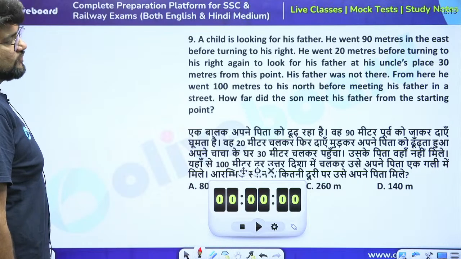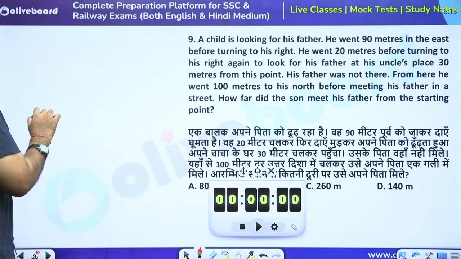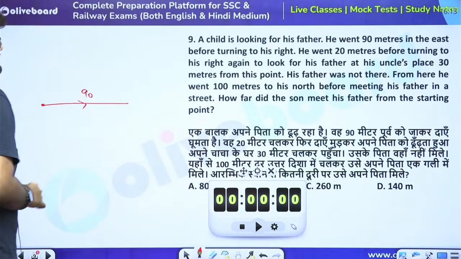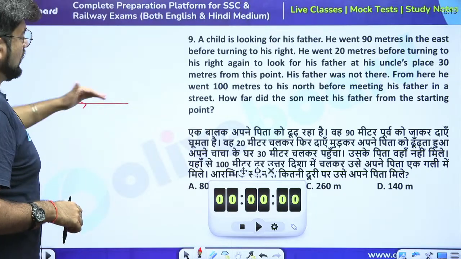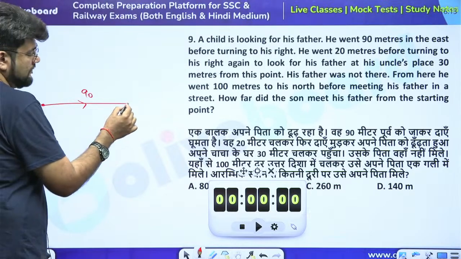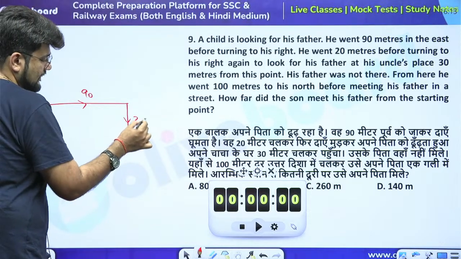Okay, a child is looking for his father. He went 90 meters in the east before turning to his right. Okay, so now he is turning right and he went 20 meters before turning to his right again. So he went 20 meters and then he took a right again.